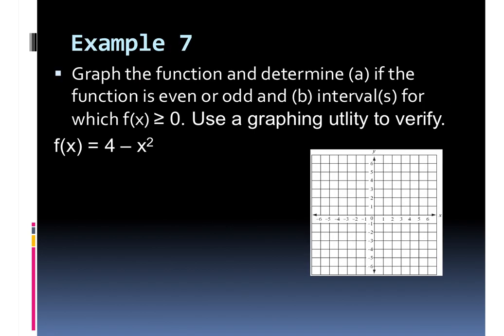All right, last question says, graph the function. Determine if the function is even or odd, and the intervals for which f of x is greater than or equal to 0. And then it says, use a graphing utility to verify. So we're going to save that for the end. We're going to graph this by hand. I will tell you that we'll get better at these tomorrow because tomorrow we do transformations. But let's just say we don't, okay?